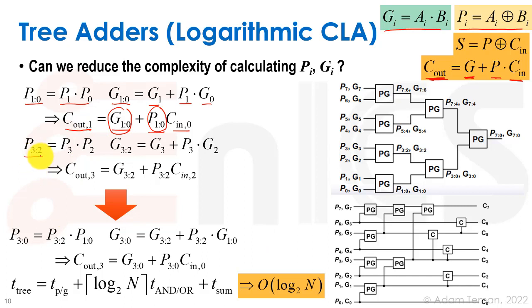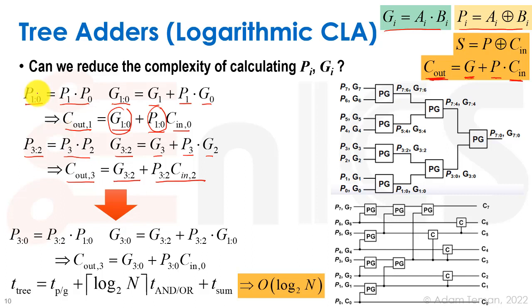So propagate 3 to 2 is going to be propagate 3 times propagate 2. Generate 3 to 2 is going to be generate 3 plus propagate 3 times generate 2. And carry out of 3 is going to be generate 3 to 2 plus propagate 3 to 2 times C in of 2. So we grouped together a bunch of pairs of bits to make this radix 2 propagate and generate definition.